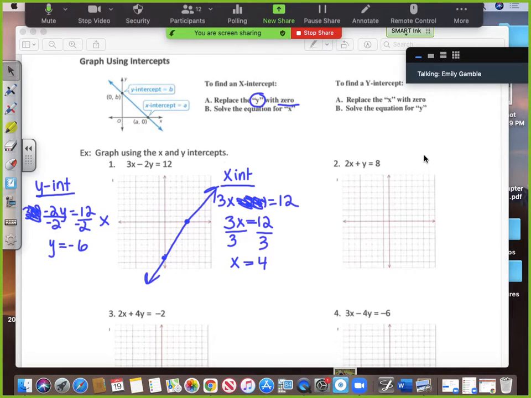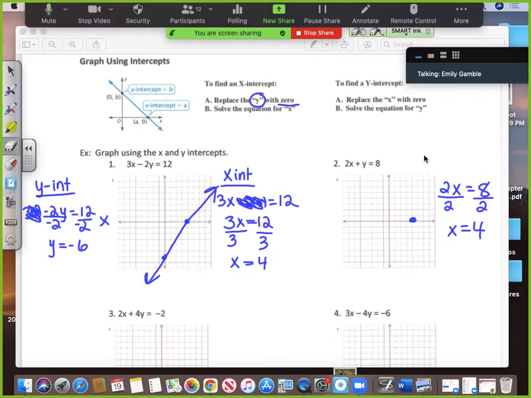All right, so let's go over these answers here. Number 2, to find the x-intercept, we turn y into 0. So basically, we can cover over the y, and then we solve the little equation 2x equals 8. We solve this by dividing by 2. We're going to get x equals 4. So actually, it's the same exact x-intercept as the last one. 1, 2, 3, 4. We make a point here.